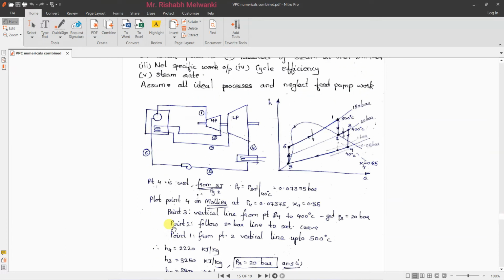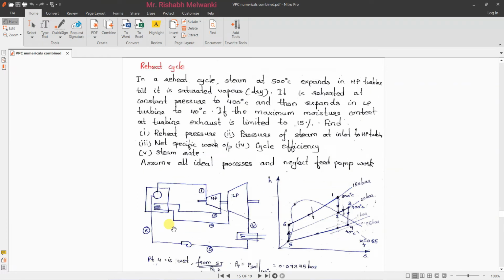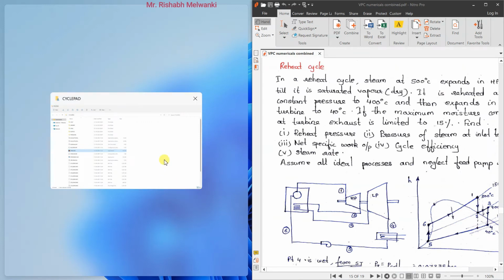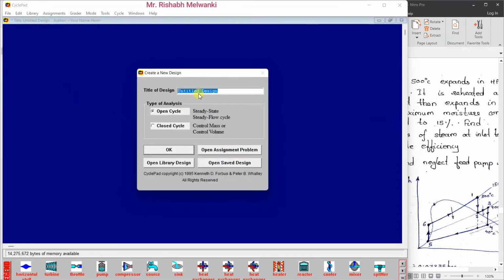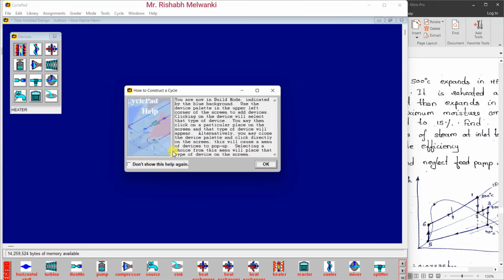Now the same thing we can solve using Cyclepad software. So now we are going to go to the software. So this is the Cyclepad software. Just double click it, give the name Reheat Rankine cycle, select open cycle and click OK.